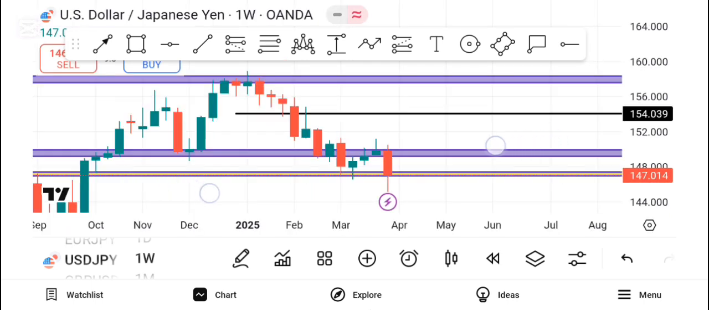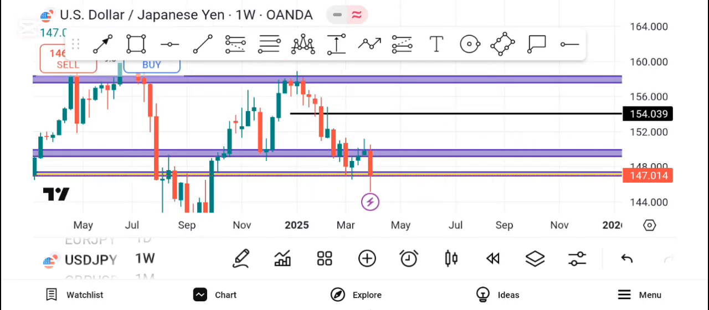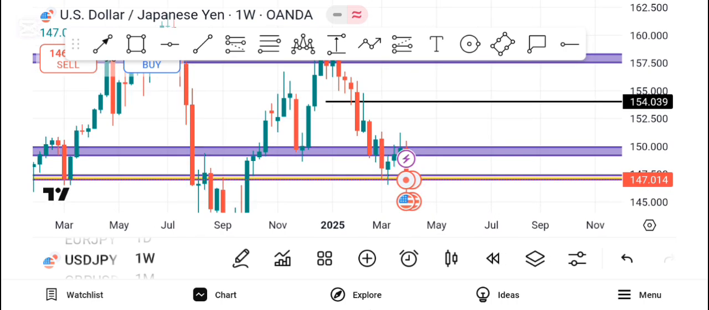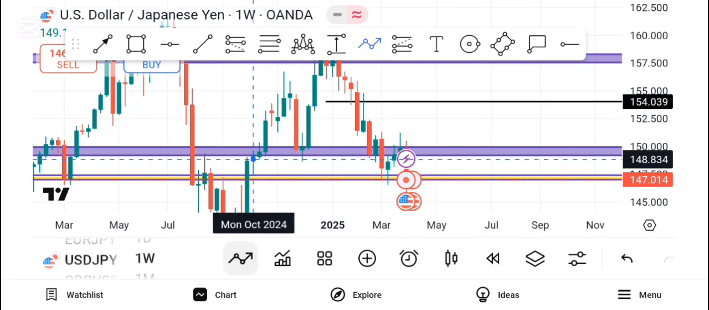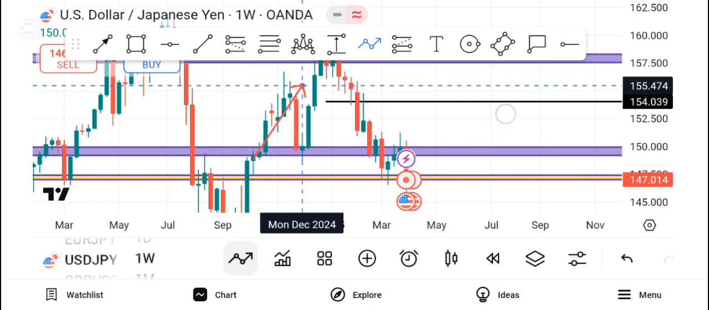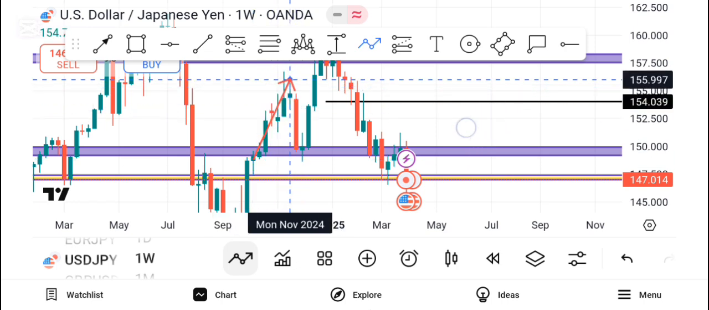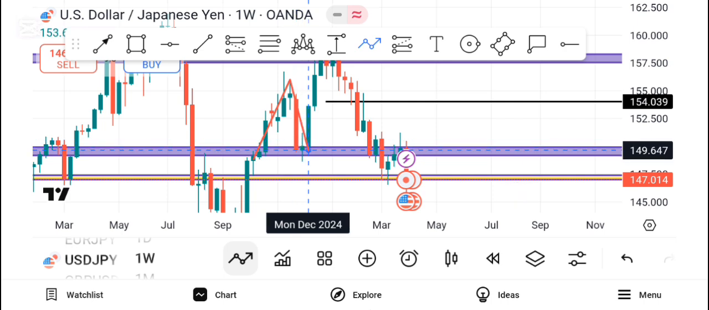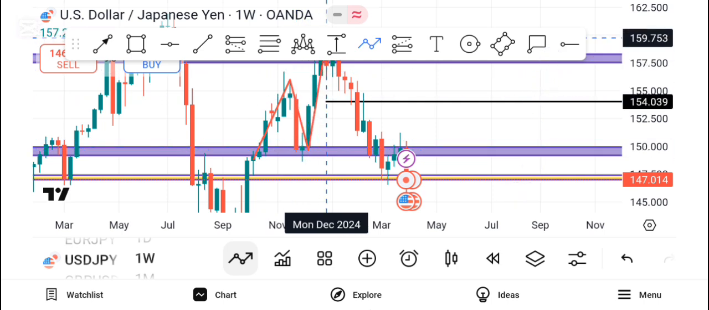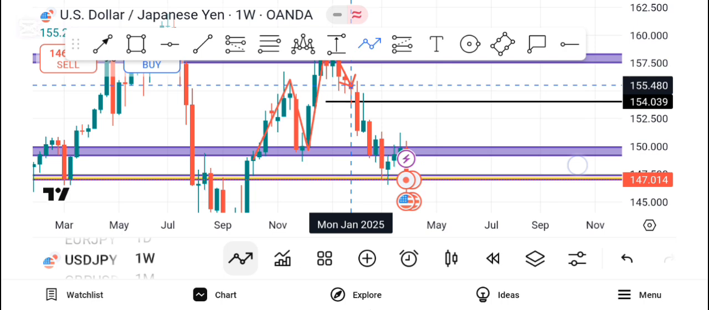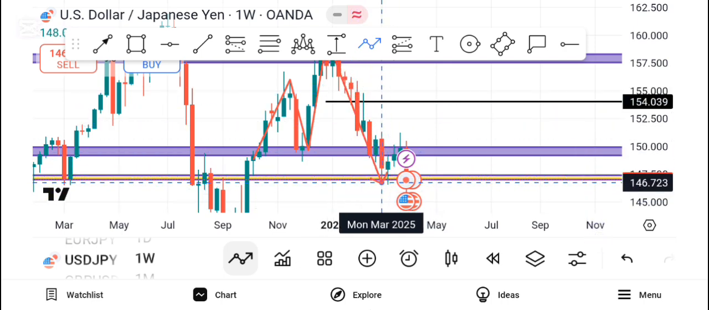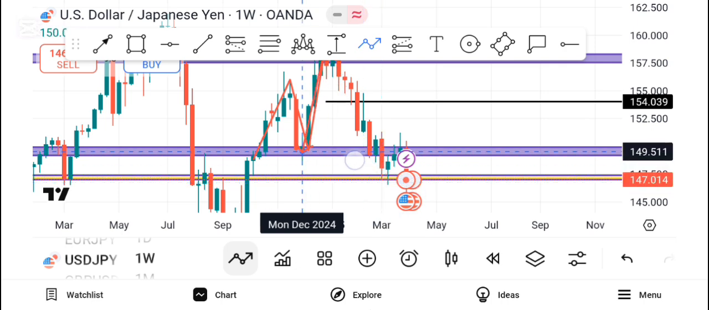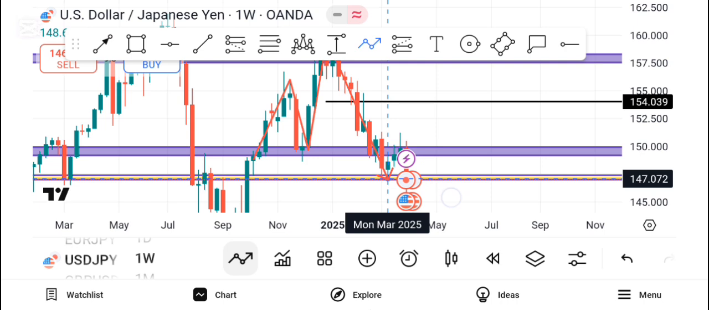On the weekly time frame, you can see it's a beautiful downtrend. Let's start from the break of structure. This is the higher high, higher low, another higher high, but it breaks structure, giving us a lower low here. It breaks this support level over here, making a lower low and a lower high.